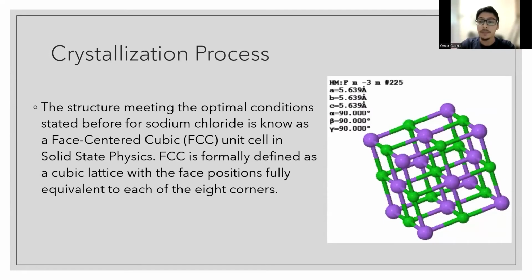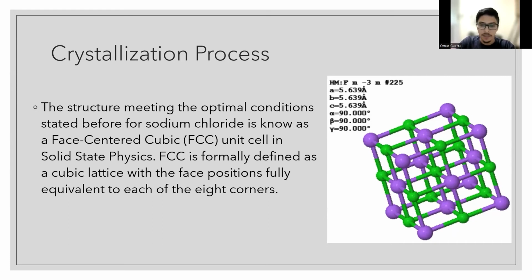So when the ionic bonds form again, the structure meeting the optimal conditions mentioned in the previous slide is known as a face-centered cubic unit cell. In solid state physics, FCC is formally defined as a cubic lattice with the face positions fully equivalent to each of the 8 corners. Now, let's try to make sense of this by looking at the diagram on the right.